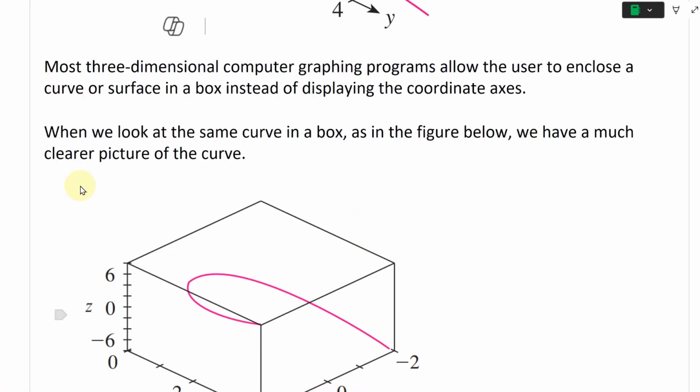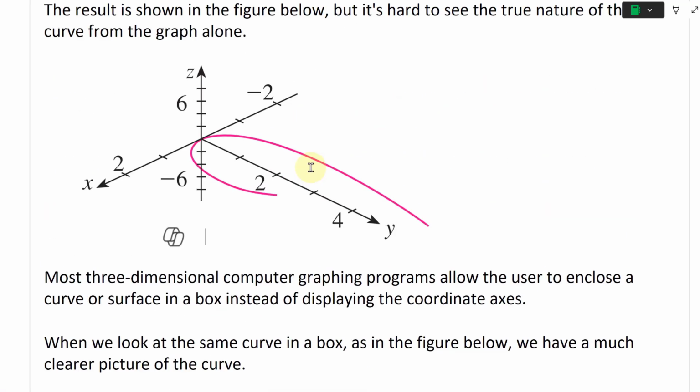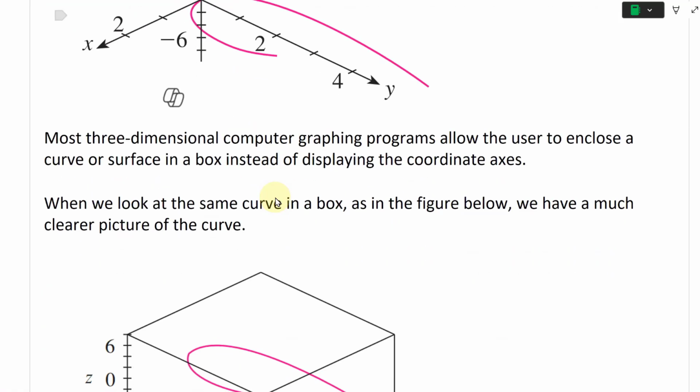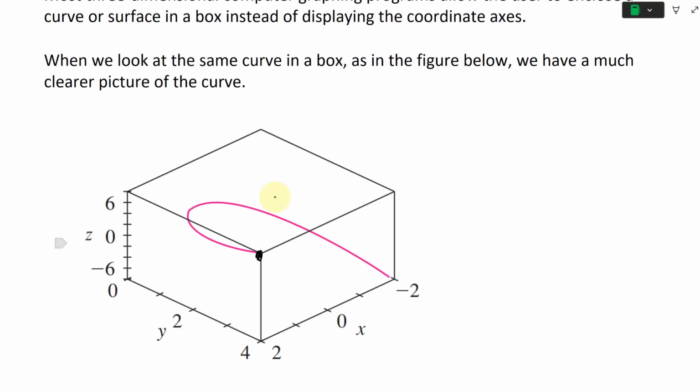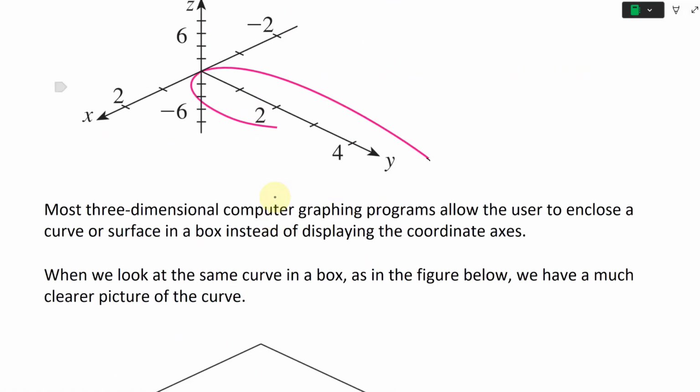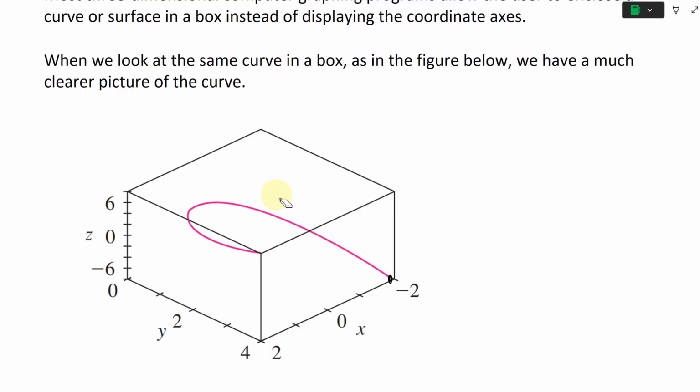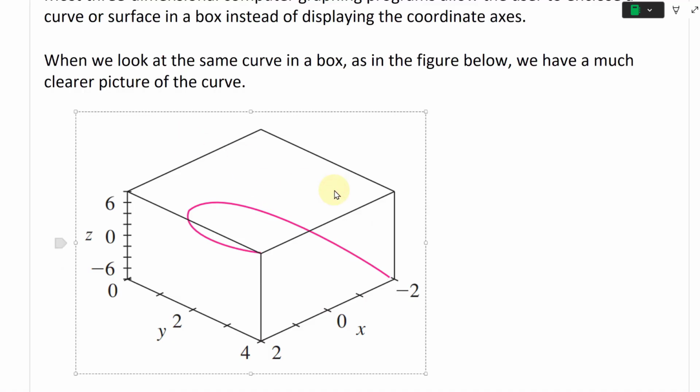So you could put a box like this. When we look at the same curve in a box, as in the figure below, we have a much clearer picture of it. This is a box where this goes to the corner, and this goes to the bottom of the rectangular box. It looks like it's going from a twisted cube all the way from one corner to the other corner. That's pretty cool stuff.